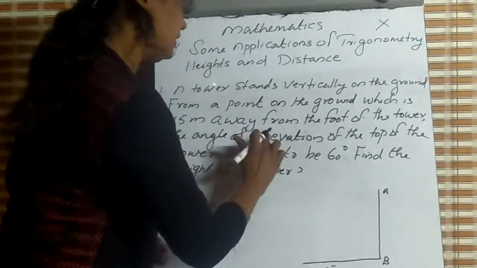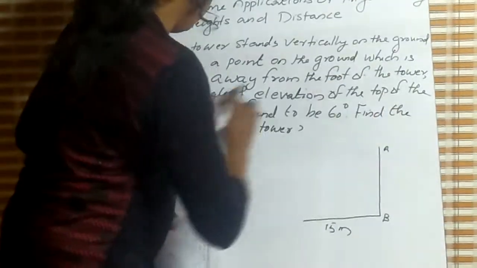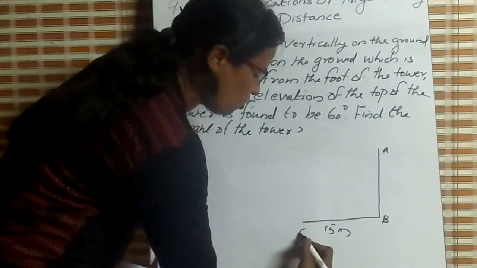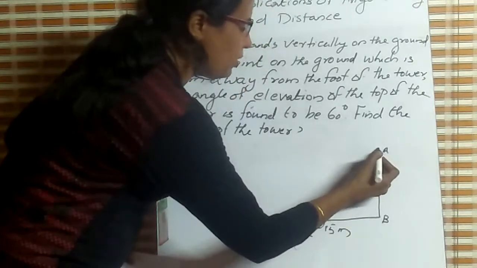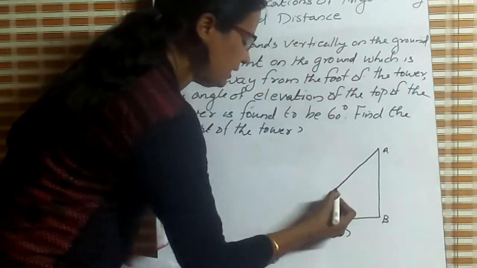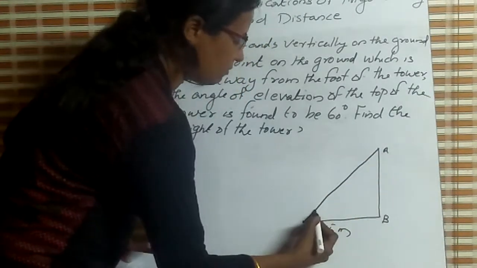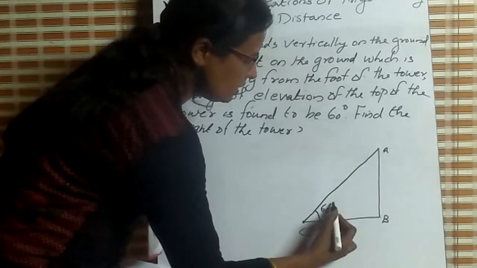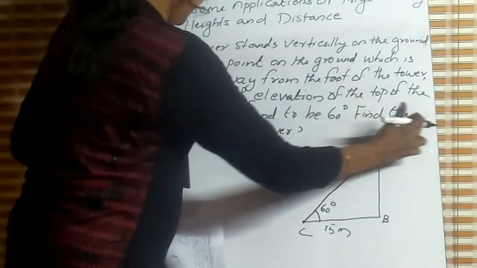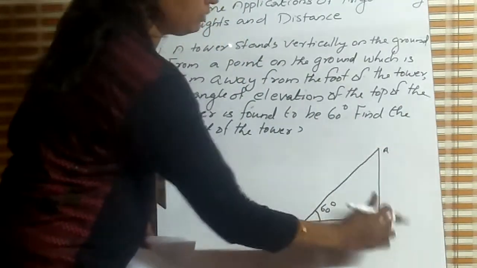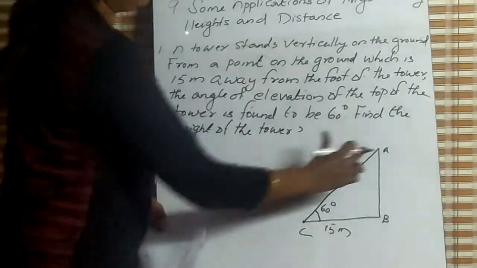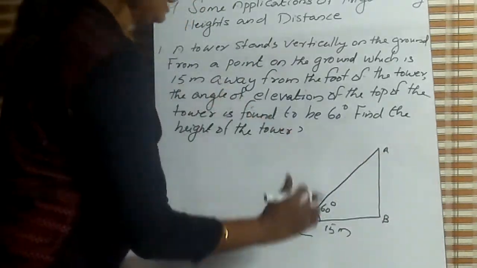The angle of elevation of the top of the tower is found to be, from this point C, 60 degrees. Find the height of the tower. Height of the tower means AB. We have to find the length AB.